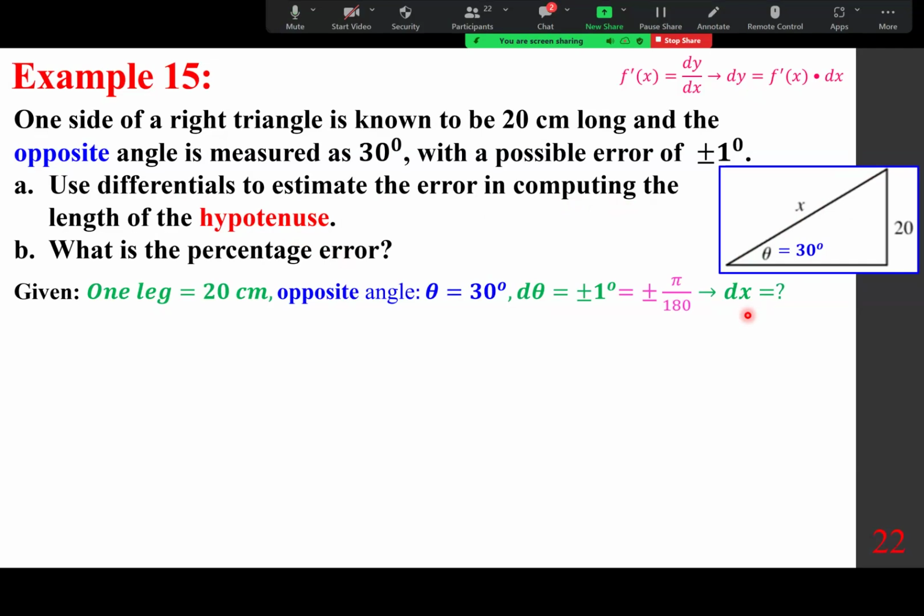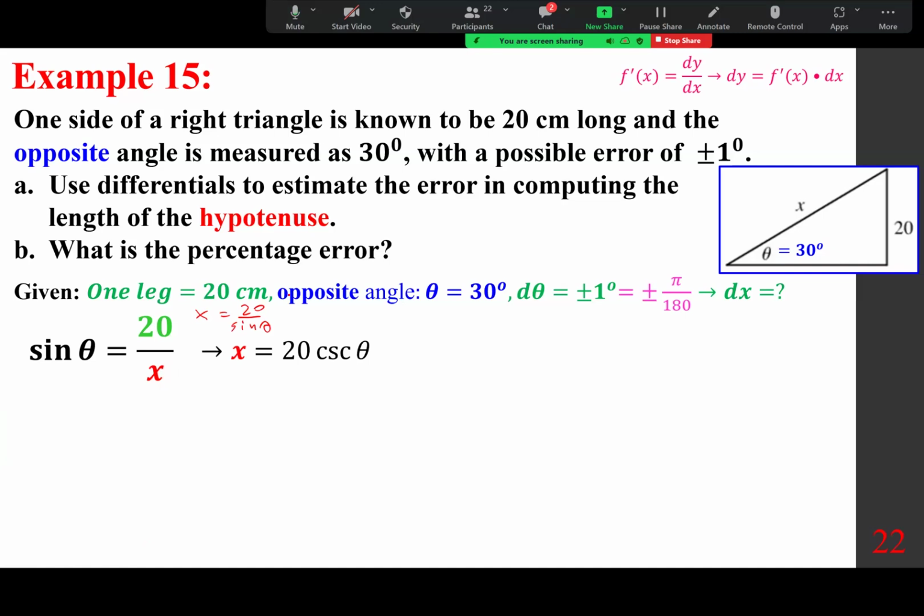So we have to relate the quantities in this case. What quantities? 20 and x and theta, and we know sine of theta is 20 over x. Which means you can interchange these two. You can say x is 20 over sine theta, or 20 times cosecant theta. That has the same meaning. Remember, cosecant is 1 over sine. Either way is fine.